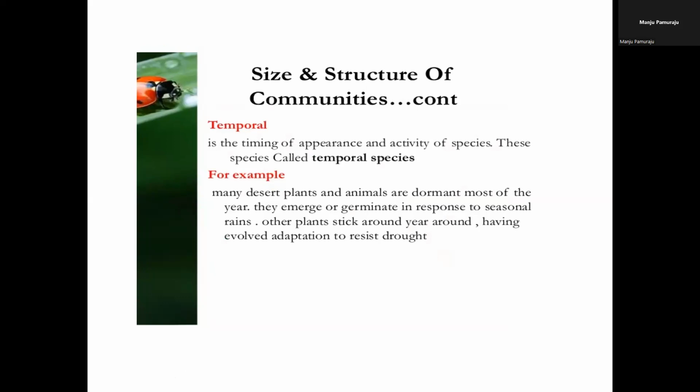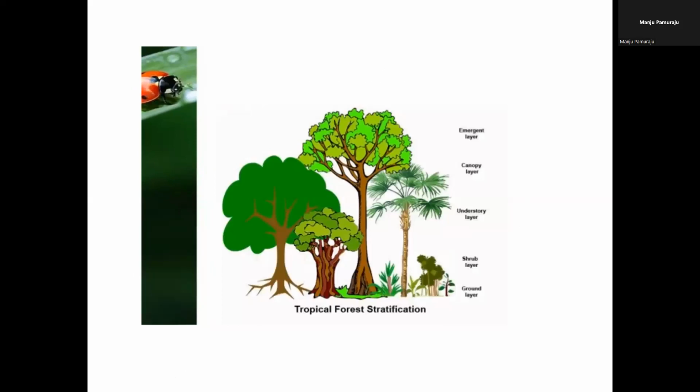Based on the stratification, there are the ground layer plants, whose height is confined to this much only. The next one is the shrub layer, then the understory layer, the canopy layer, and the plants which emerge, that is, they come out of the canopy layer, are called the emergent layer.